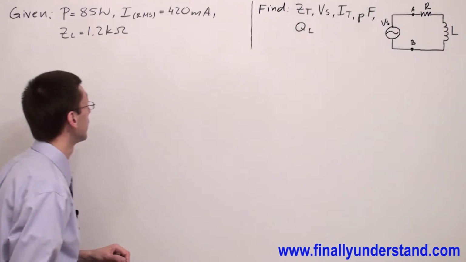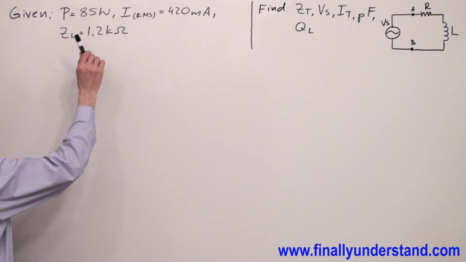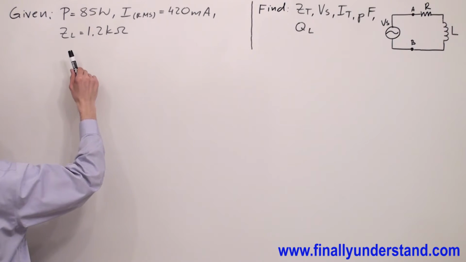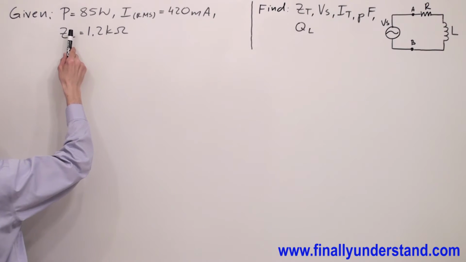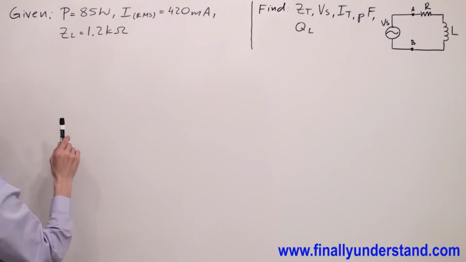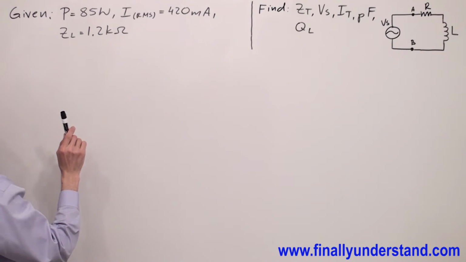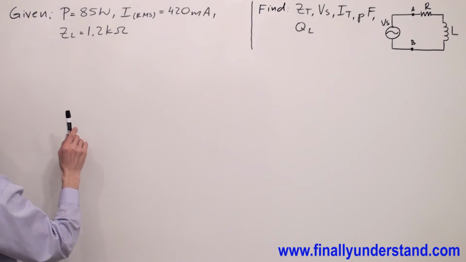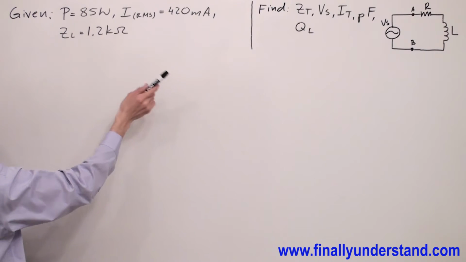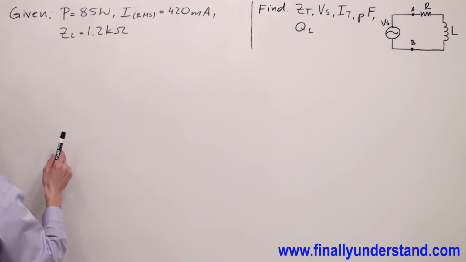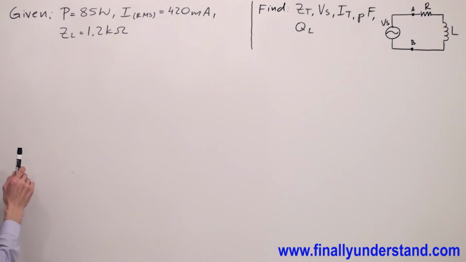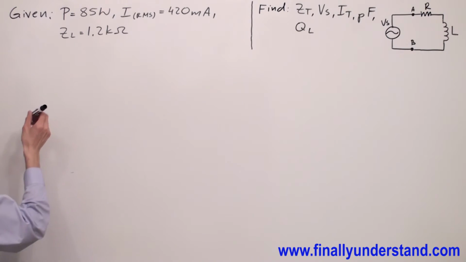Okay, so this is also my total current. I have true power. So I have two pieces of information at the resistor. Also, I have two pieces of information at the inductor. But I'm going to start from finding the resistance.